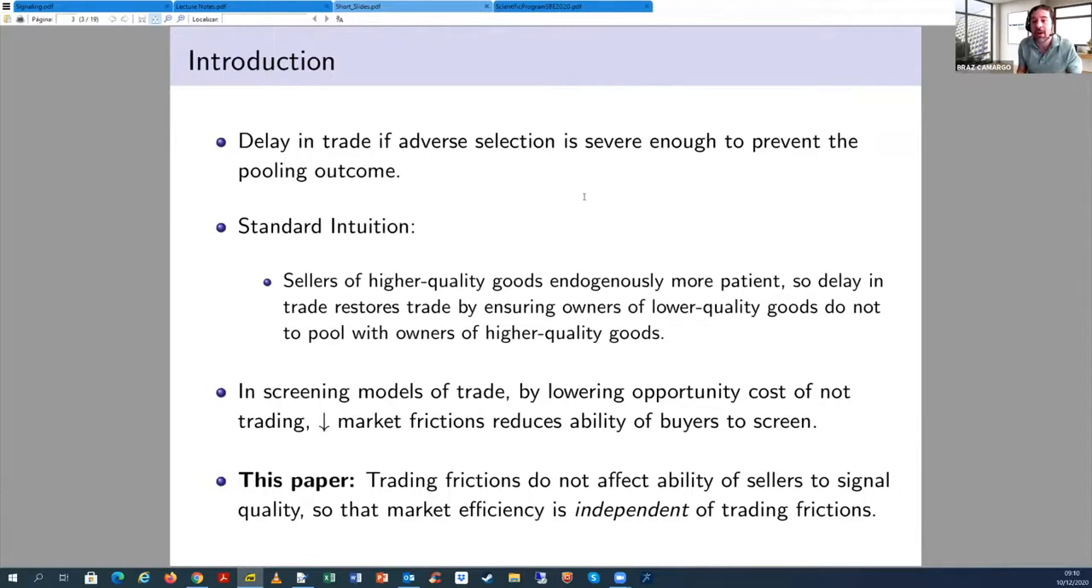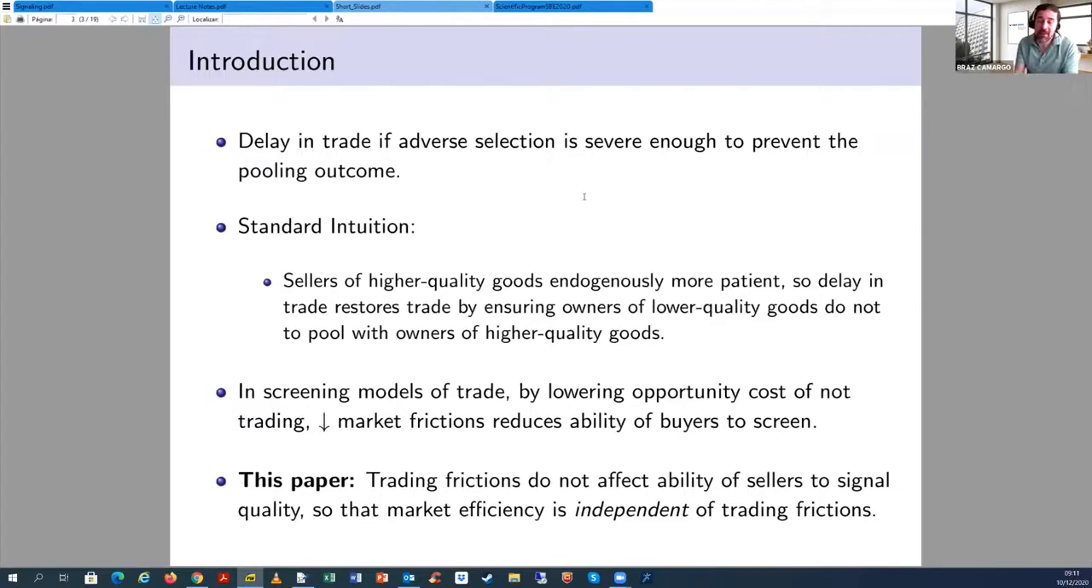Okay, so you make the market less frictional, and this actually leads to a worsening of the trading outcomes, because essentially what you're doing is reducing the ability of buyers to screen, let's say, the sellers of lower quality goods. Our paper does more than that, but this is the result that I want to emphasize here.